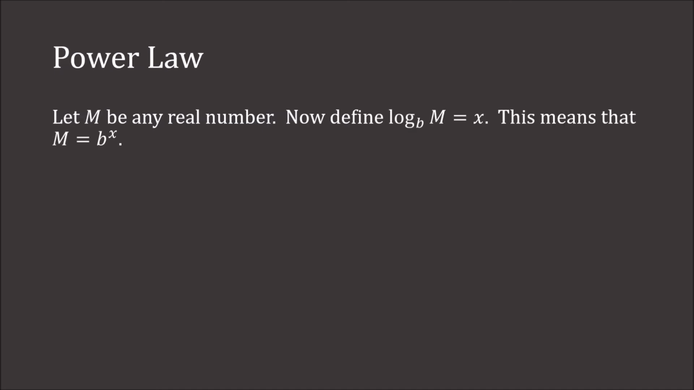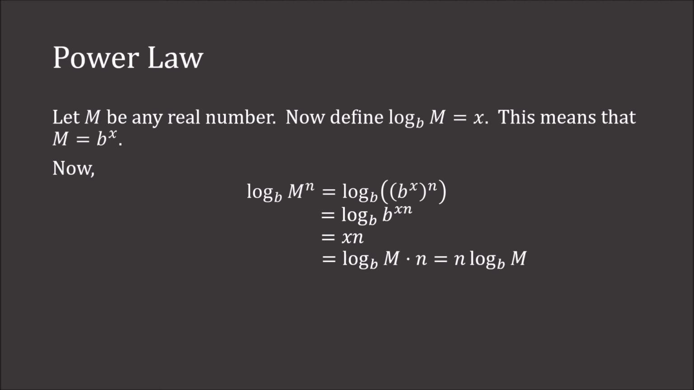Once again, we let M be any real number. Now define log base b of M to equal x. So this would mean that M is equal to b to the x. Now, log base b of M to the n would equal log base b of b to the x all raised to the n, which would be log base b of b to the x times n. This is just simply x times n. And so we wind up with n times log base b of M. And this is known as the power law.